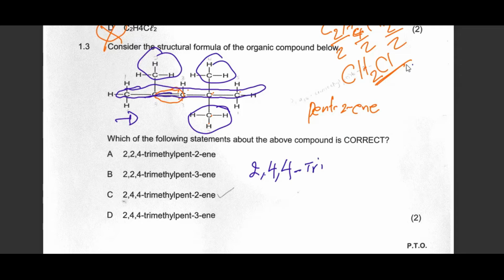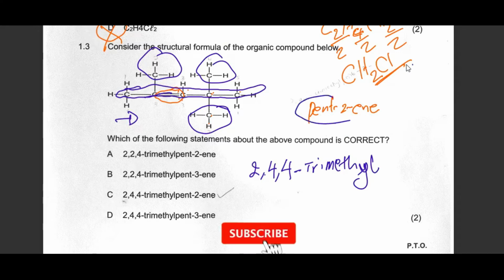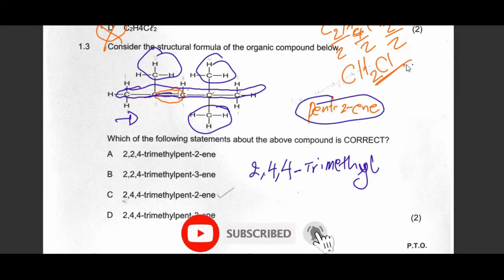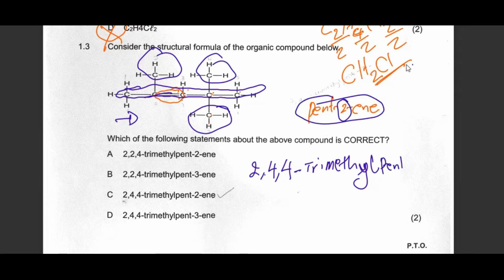Tri has one carbon atom, which means meth, because they're side groups. Remember, whenever we talk about the side group, there were the two letters Y, L. So it becomes 2, 4, 4 trimethyl. And then the longest chain is pent, and the position of the double bond is on carbon atom number 2. So that is going to become pent-2-ene.